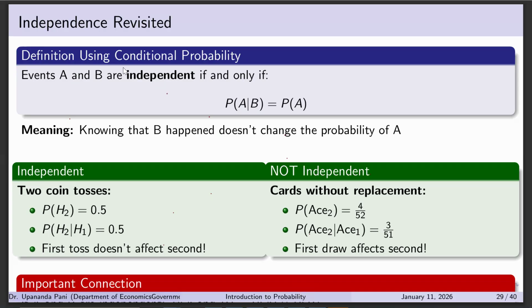Definition using conditional probability: events A and B are independent if and only if the probability of A given B is equal to the probability of A. What is the meaning here? Knowing that B has happened doesn't change the probability of A. This is very important. Ajay, are you writing it down? So the probability of A given B equal to the probability of A means both A and B are independent.